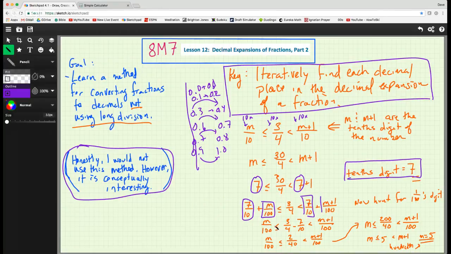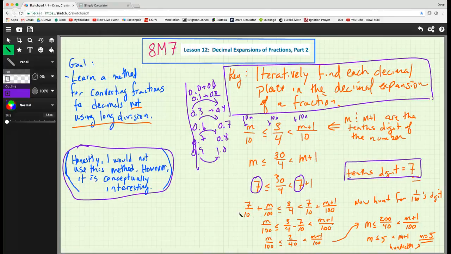I know this is a little bit deep, but this is a conceptual method for iteratively finding our answer to the question of what is the hundredths digit, now that we know that the tenths digit is 7. So if we have 7/10 plus m over 100 is less than or equal to 3/4 is less than 7/10 plus m plus 1 over 100, then we can use the subtraction property of equality. So we're going to subtract 7/10 from all three pieces.